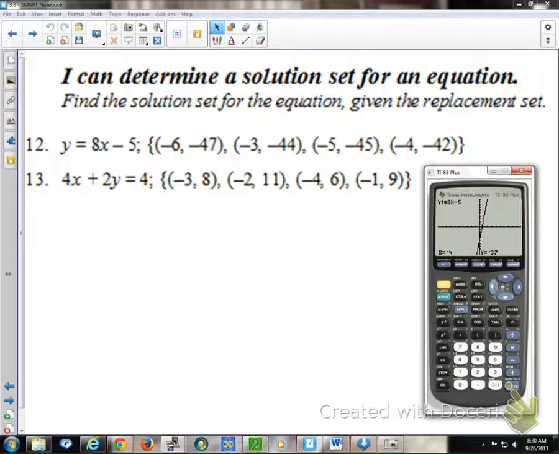These calculators cost a bunch. They do. What do you mean? It costs like $100 a piece.